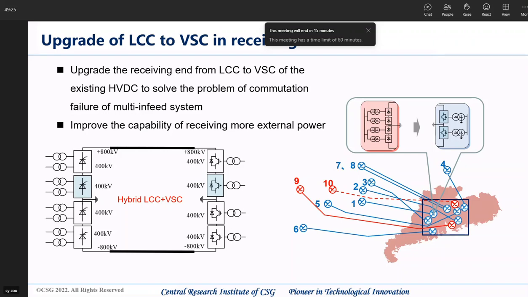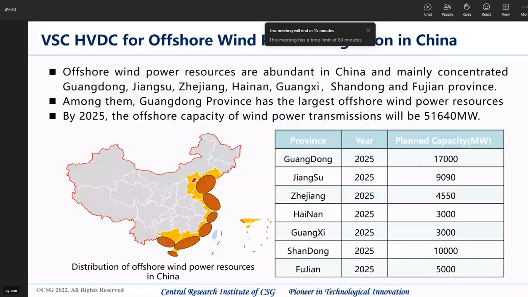We are also using VSC HVDC to transmit offshore wind power. Offshore wind power resources are abundant in China, and many are concentrated in several provinces. Among them, Guangdong province has the largest offshore wind power resources. By 2025, the offshore wind power transmission capacity will be over 51 gigawatts.